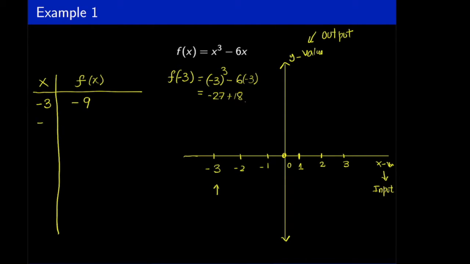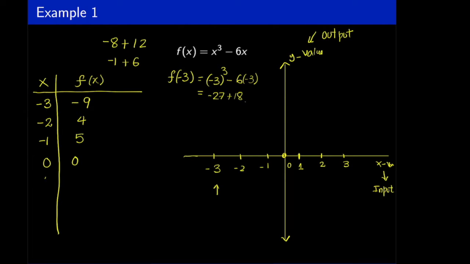Similarly, we will take the second value -2 and plug that into the function, and you will get -8 plus 12, and this gives you +4. Next, if I plug -1, I will get -1 plus 6, so this gives me +5. If I plug 0, this is going to give me 0, because 0 minus 0 is just 0.